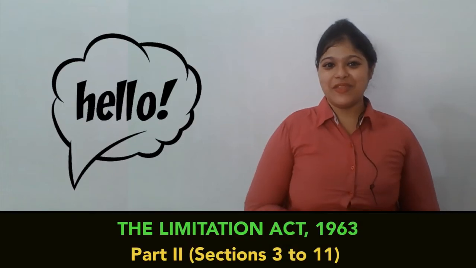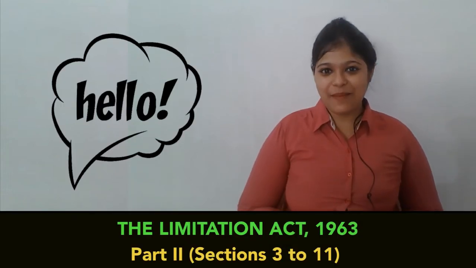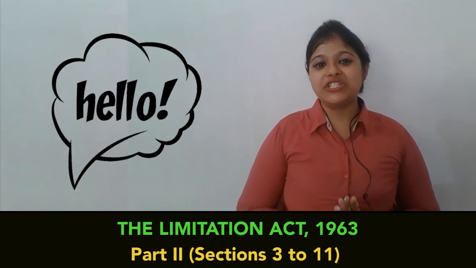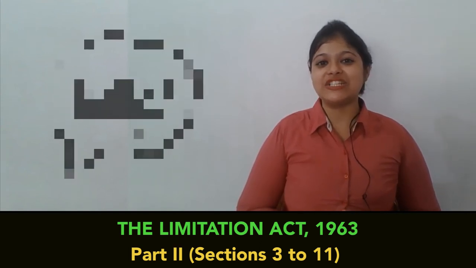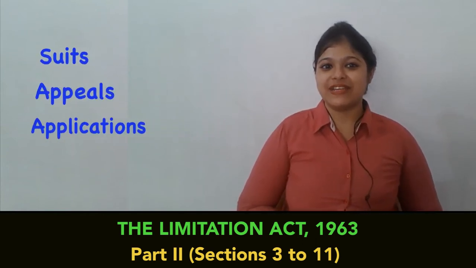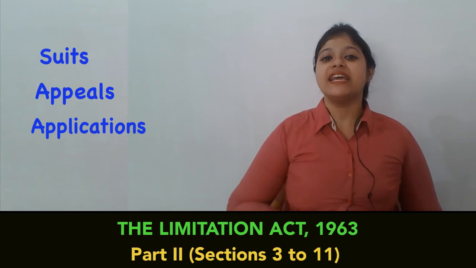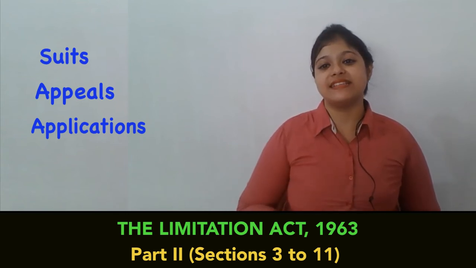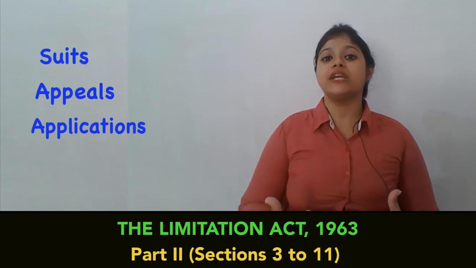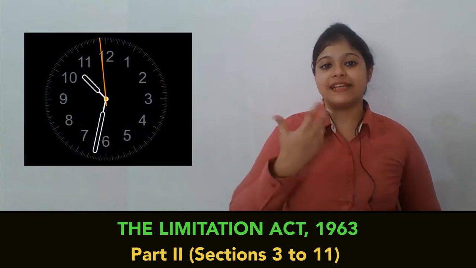Hello everyone. Today we will discuss part 2 of the Limitation Act 1963, which deals with the provisions relating to the limitation of suits, appeals and applications. The limitation period is expressly specified in the schedule. But today we will deal with the various situations where the limitation arises.